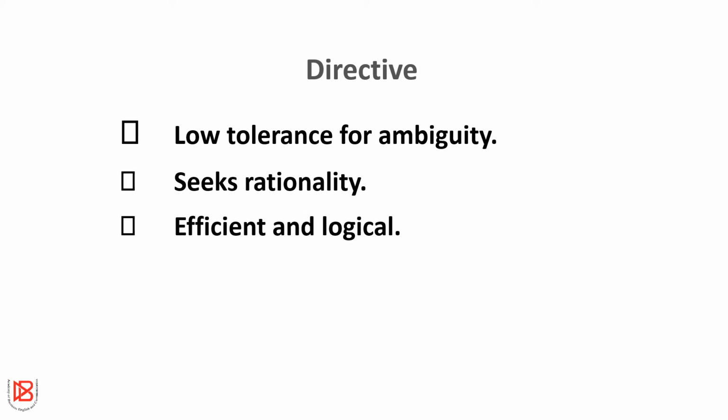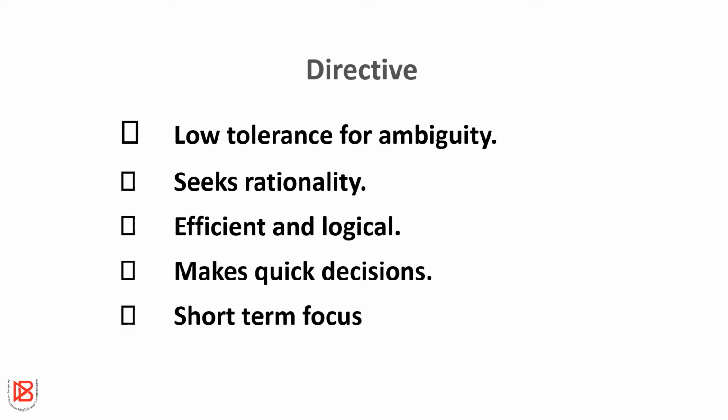So, directive, let us understand the styles. It is low tolerance for ambiguity, as in absolutely there is no sense of uncertainty. It's almost 100% sure. Seeks rationality, tries to believe faith onto it. Efficient and logical is what we are looking into. Makes quick decisions, and short-term focus is what we are looking forward to. So low tolerance for ambiguity, seeks rationality, efficient and logical, makes quick decisions, short-term focus, and so on and so forth.